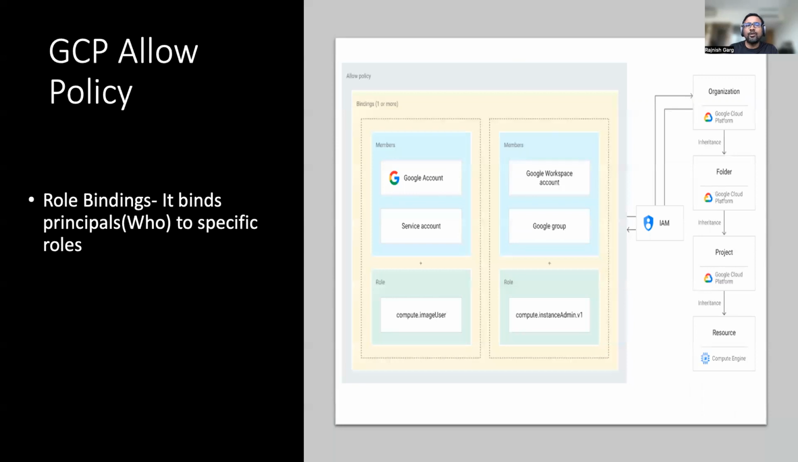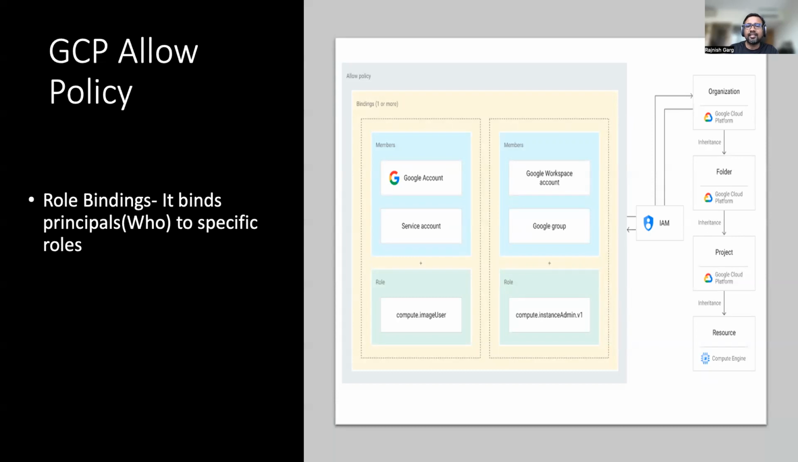So let's look into the GCP IAM policy, or what GCP calls an allow policy. The first thing we have to understand is role binding. Role binding is nothing but when you bind the role to a specific principal.